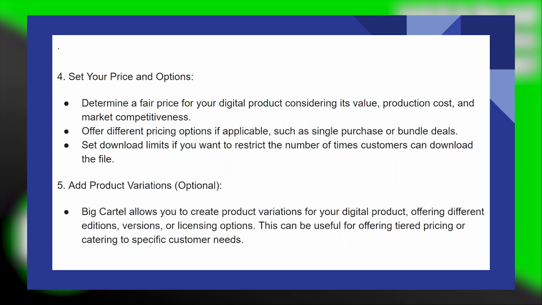Big Cartel allows you to create product variations for your digital product, offering different editions, versions, or licensing options. This can be useful for offering tiered pricing or catering to specific customer needs. Once your product listing is complete, click Publish to make it live on your Big Cartel website.